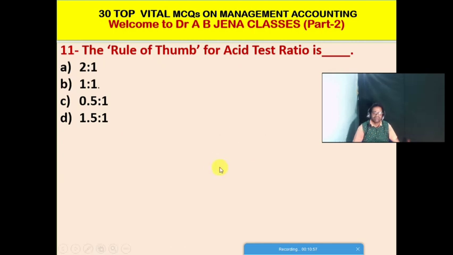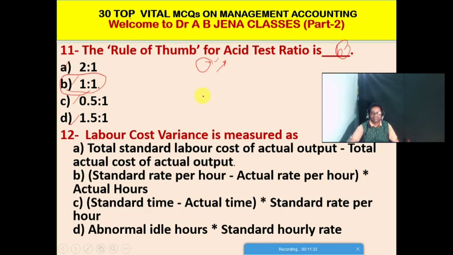Next MCQ: the rule of thumb for the acid test ratio is what? We have already discussed the rule of thumb for the absolute liquid ratio and the current ratio, so friends, you have to remember. A is 2:1, B is 1:1, C is 0.5:1, D is 1.5:1. Friends, B is the right option for this MCQ. The rule of thumb for the acid test ratio is 1:1.